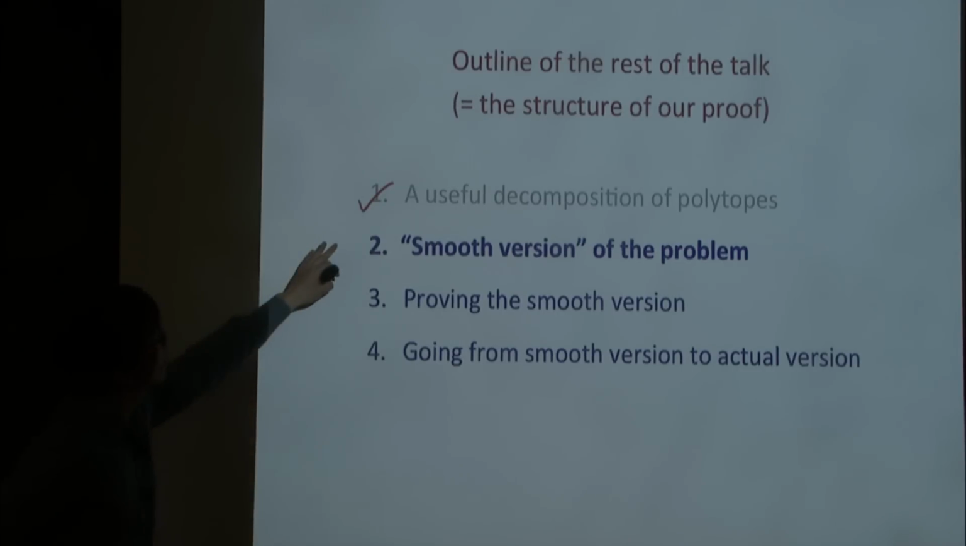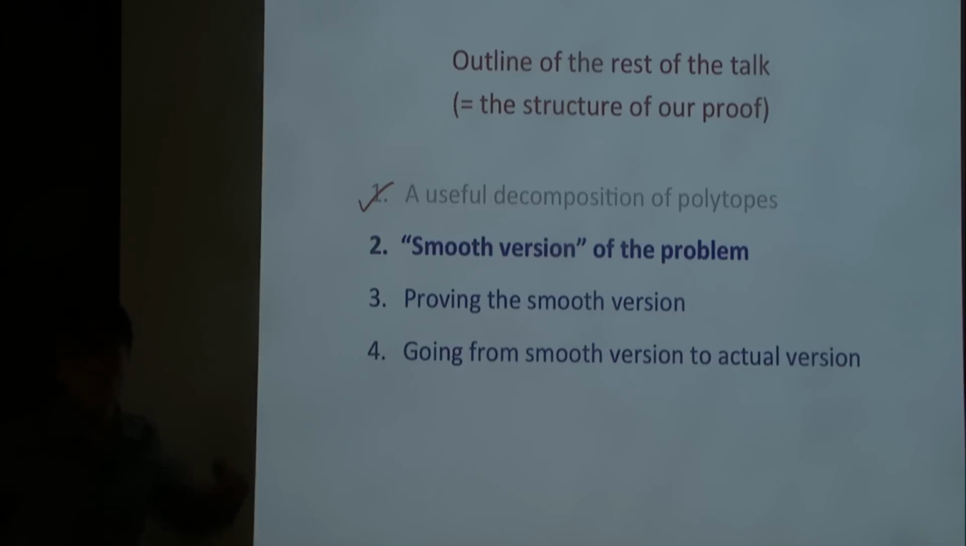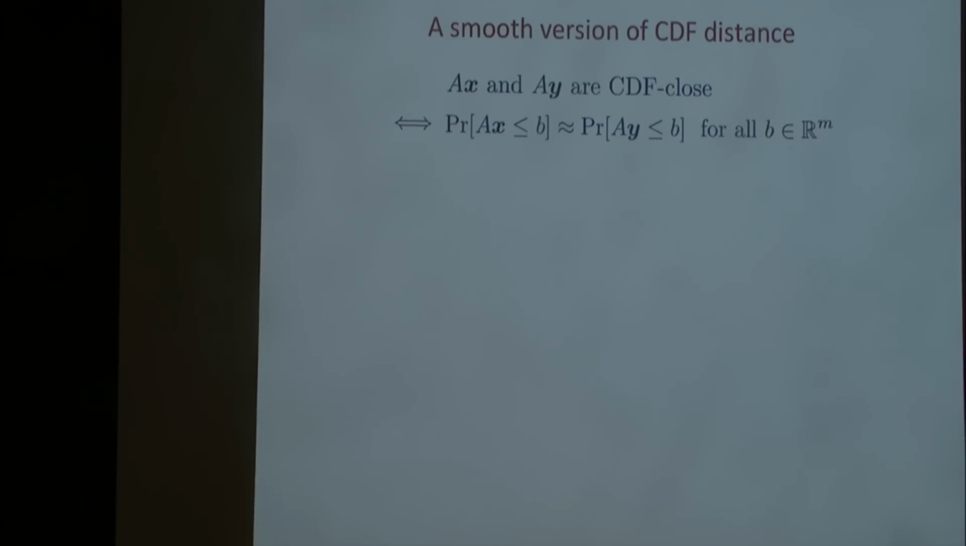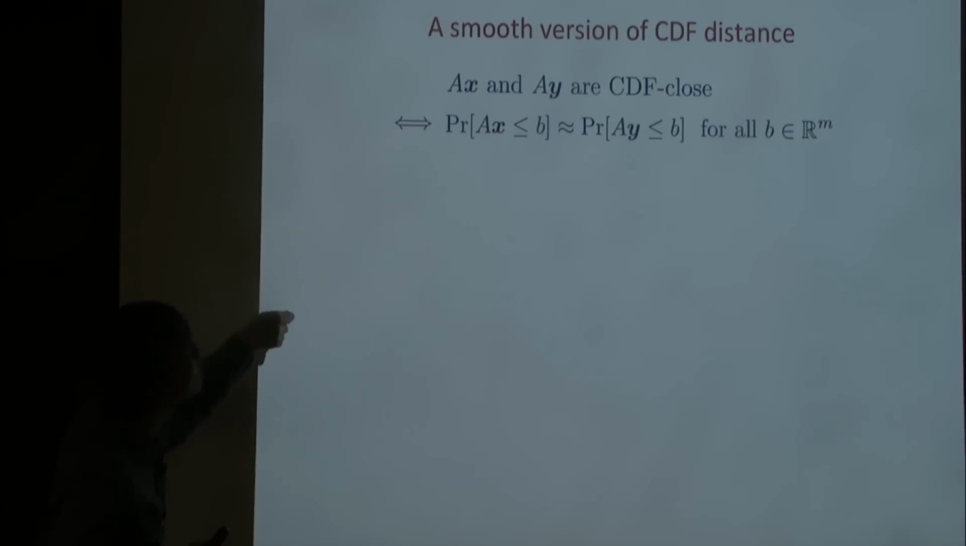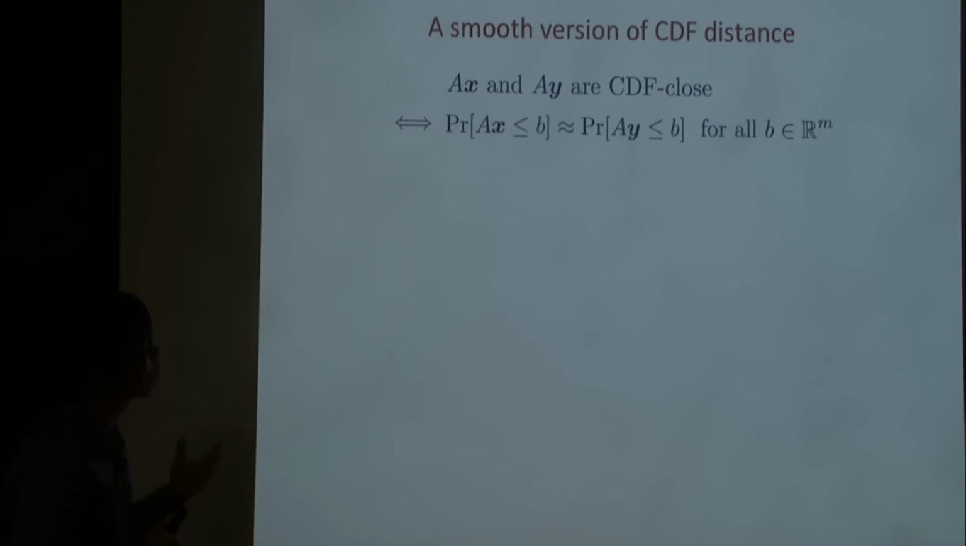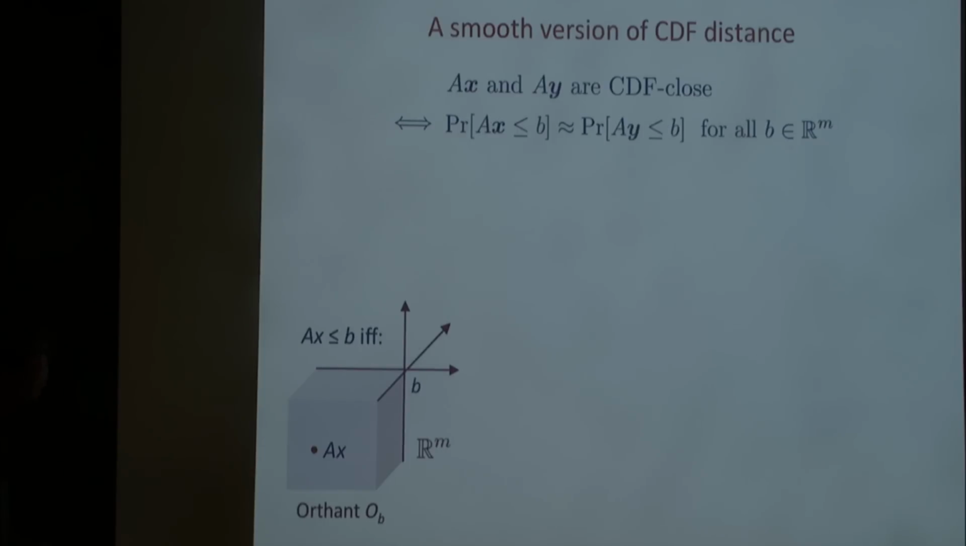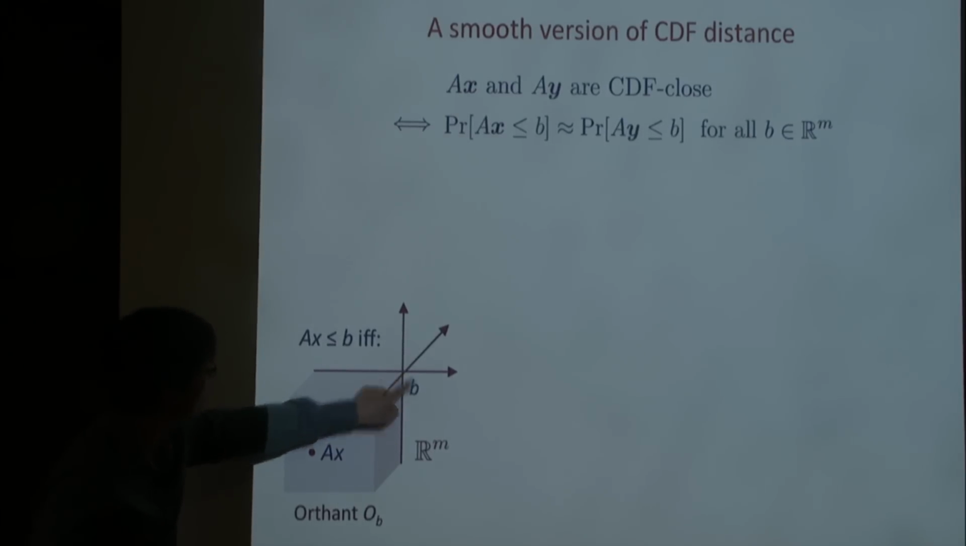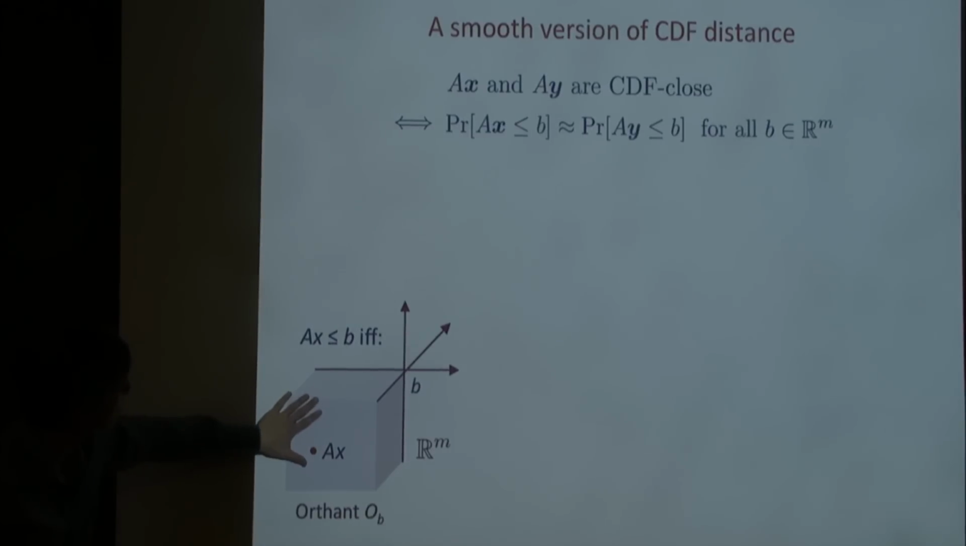Great, so let me talk about a very standard technique in this line of work, a smooth version of the problem. With that out of the way, our goal is to prove that AX and AY are CDF close, but I have to first tell you why the current version is not smooth. What does that mean? Following up on my answer to Shai's question, it shows that for every vector B in R^m, the probability that AX is less than B is roughly the same as the probability that AY is less than B. Geometrically, for any orthant rooted at B, the mass that AX places in it is roughly the same as the mass that AY places in this orthant.